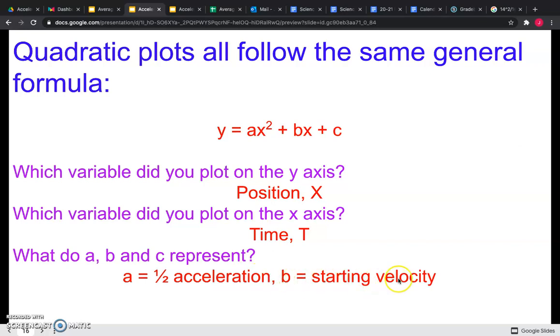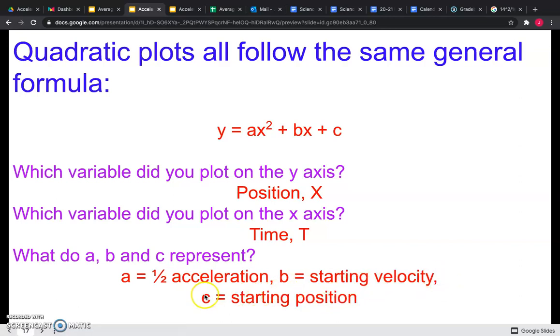B is your starting velocity. We'll represent that as a vi. Acceleration we're also going to represent with an a, so hopefully that doesn't become too confusing. And then for c, that's our starting position. And remember from last unit, we represented that with an xi. So I'll show you how that goes on the next slide here.